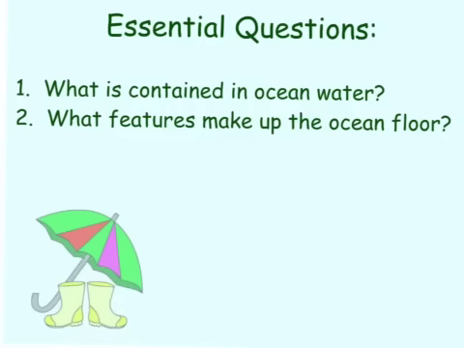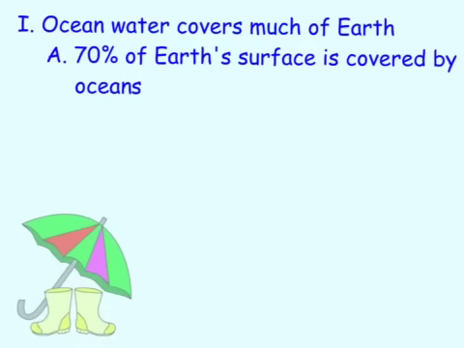What is contained in ocean water, and what features make up the ocean floor? So as you're probably aware, ocean water covers much of the Earth. Approximately 70% of Earth's surface is covered by oceans.